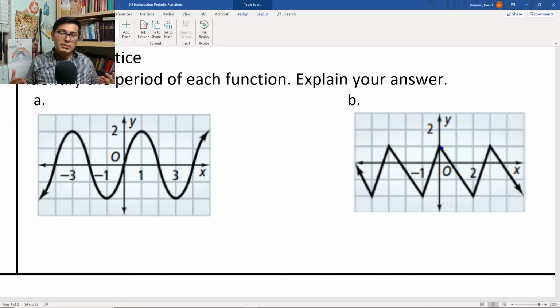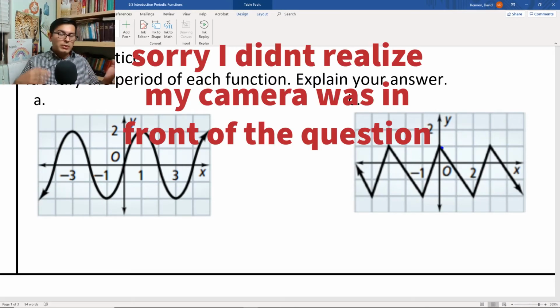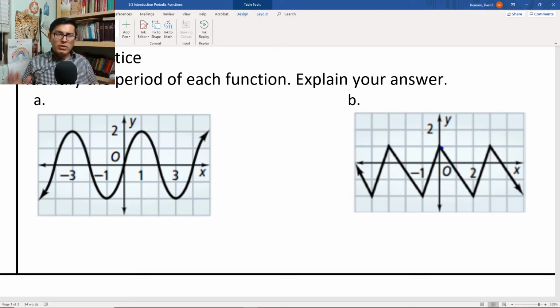The guided practice here is a whole lot easier than the questions that we just answered up above. All this wants you to do is identify the period for each of the functions and then explain your answer. So this would be a great time for you to pause the video and just give this a shot yourself and see if you can do it. And I really do think that you can. Thank you very much for pausing the video, and I know you did because you are an awesome student.